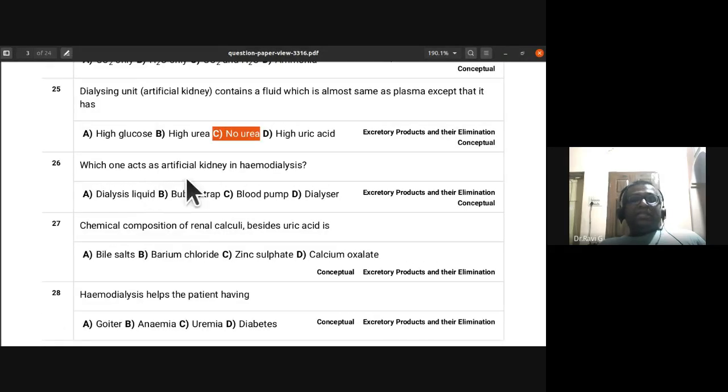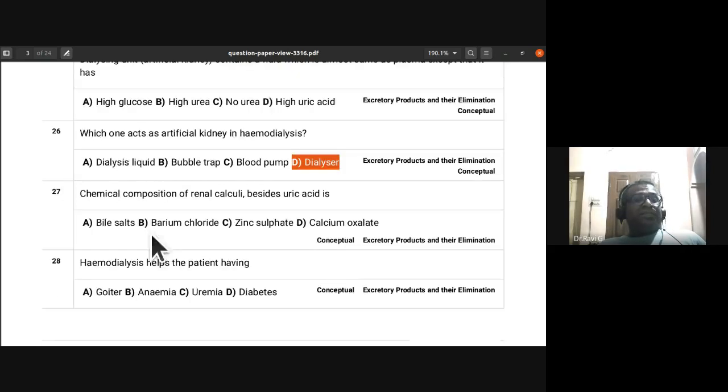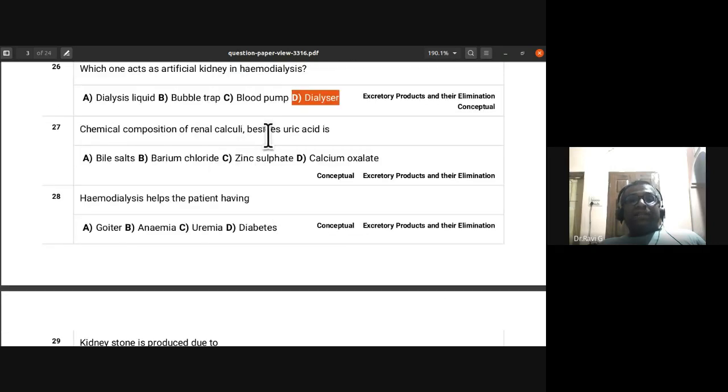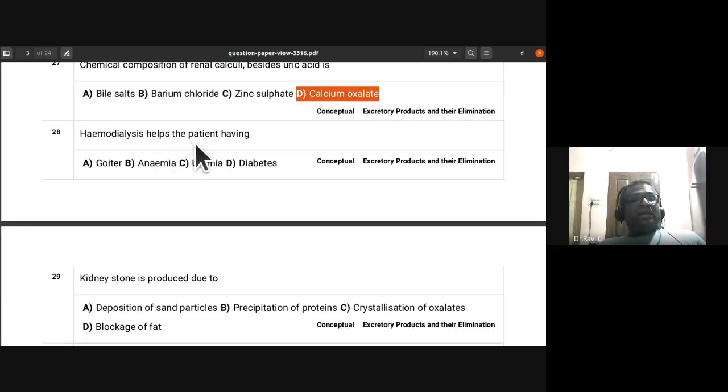26, which one acts as an artificial kidney in hemodialysis? It is going to be the dialyzer. So the one which acts as artificial kidney in hemodialysis is the dialyzer. The chemical composition of renal calculi besides uric acid is calcium oxalate. So that is the chemical composition of kidney stones or renal calculi. Hemodialysis helps patients having uremia, excess of urea in the blood.